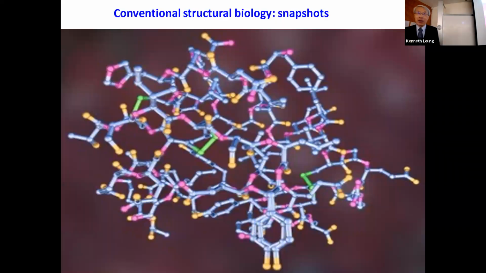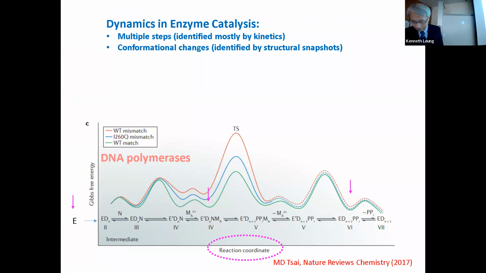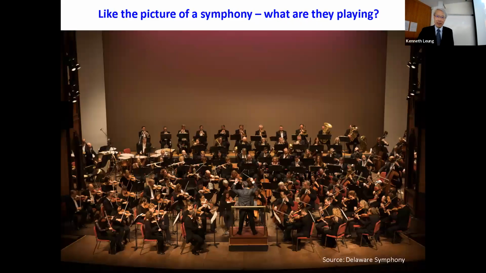So this is conventional structural biology, the structure of a protein. Actually, I don't know which one, but we know it's a protein structure. So this is a snapshot. Many of our colleagues work hard to get structures of a protein. But this structure is like a nice picture of a symphony orchestra, but you can't hear what they are playing.